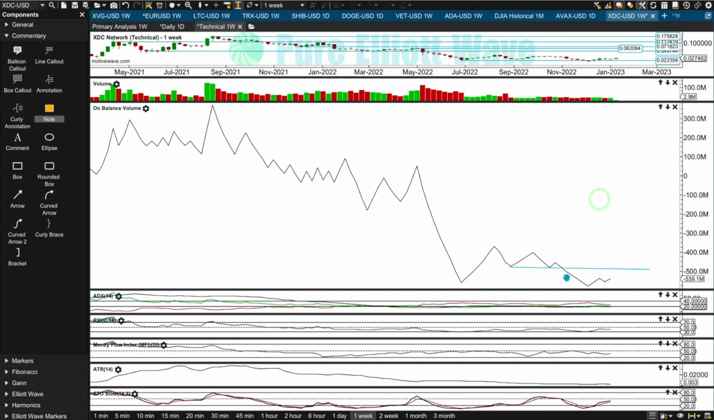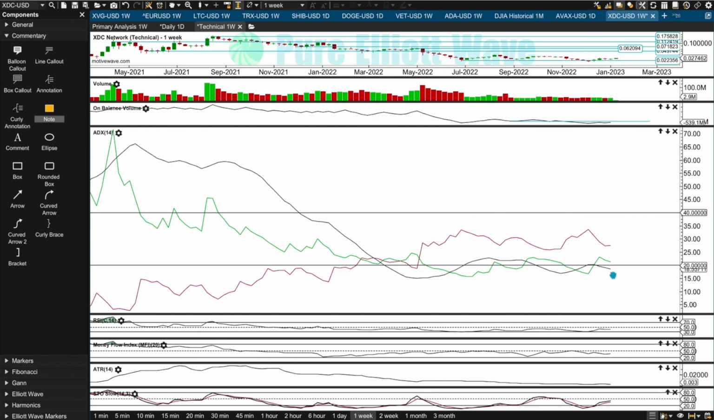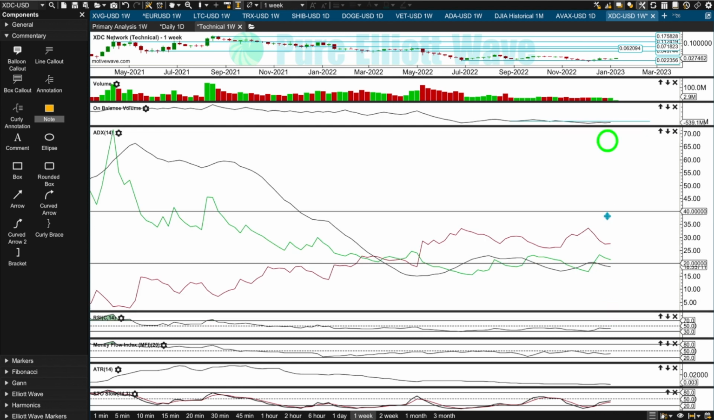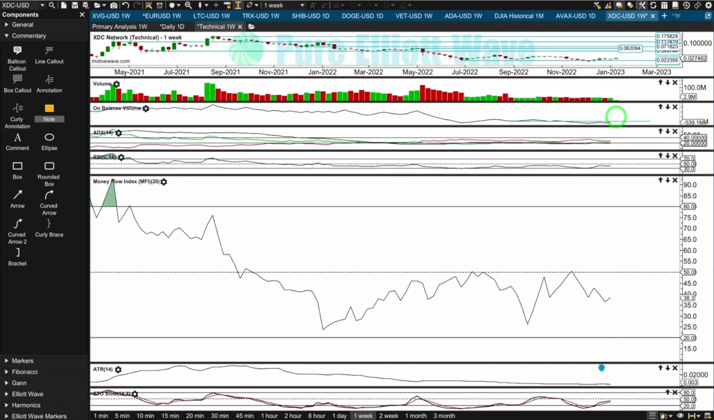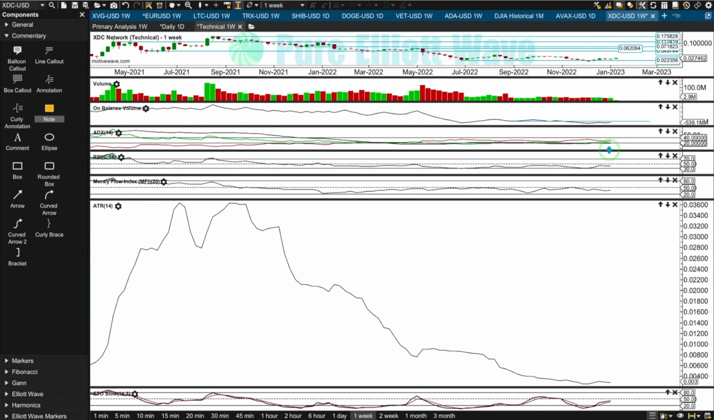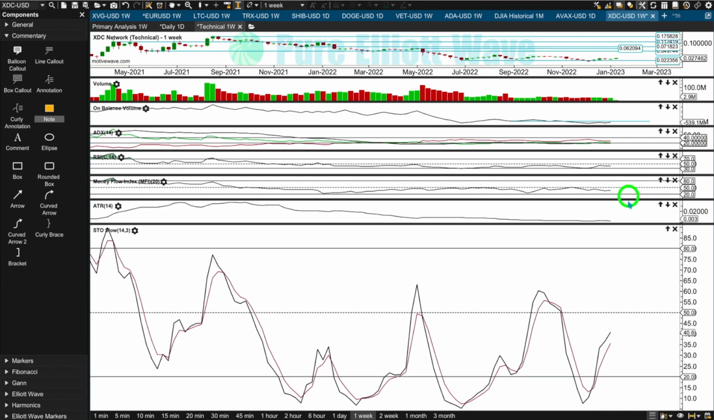So, okay, a break below support. On balance volume made a slightly lower low. There's no divergence. ADX is declining, no clear trend. RSI, money flow, all neutral. ATR is declining and is quite flat as price moves lower. That's normal to see for the end of a bear market for cryptocurrencies, and stochastics is neutral.